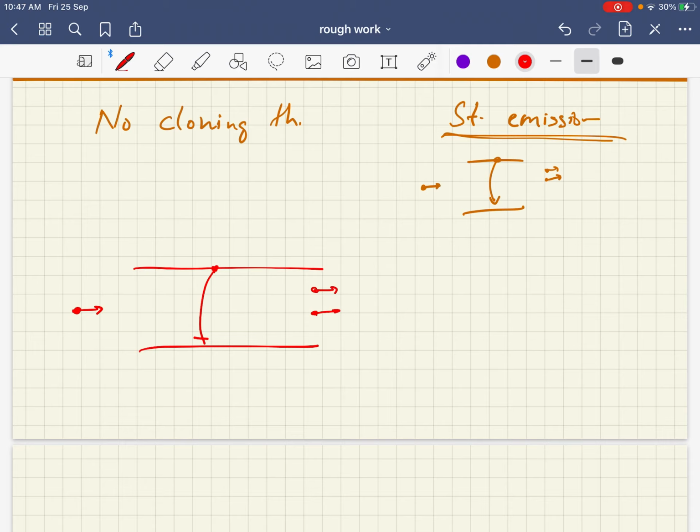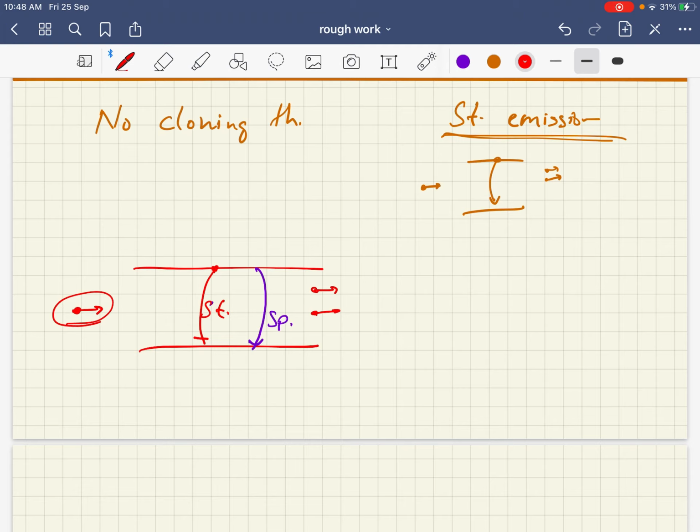But in this type of atomic system, you also have an equal probability of spontaneous emission. This is spontaneous emission, and this one is stimulated emission. When the spontaneous emission happens, the generated photon will be in a random polarization state, so you never know the state you are getting.